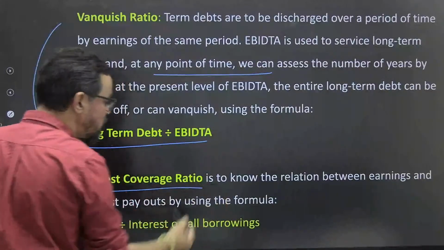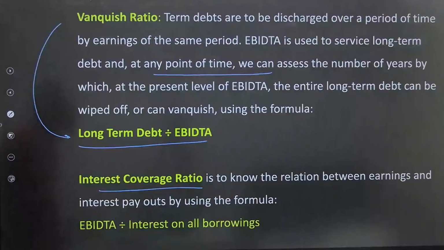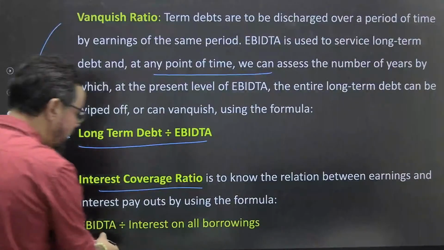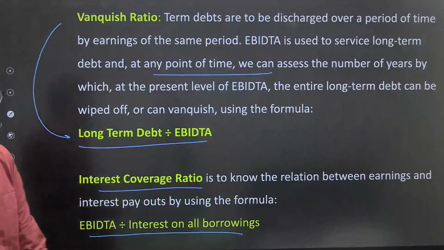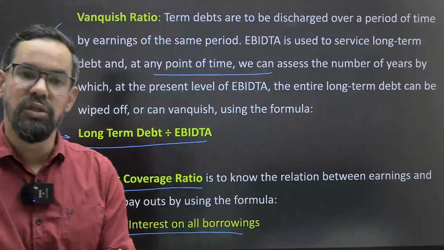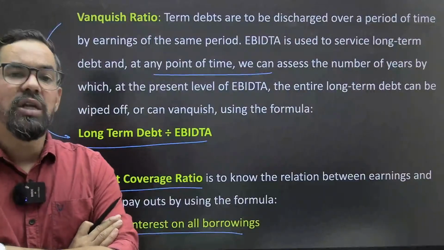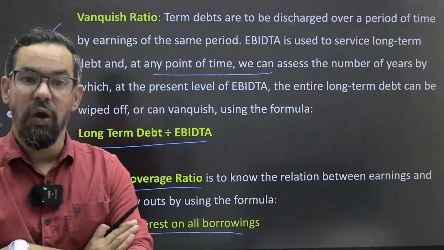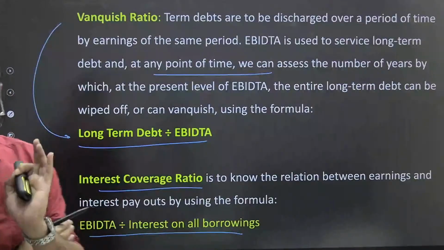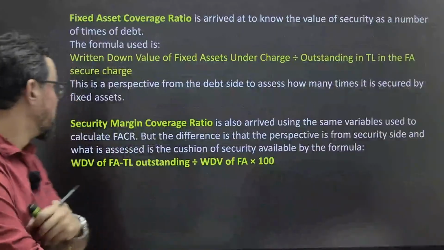Interest coverage ratio is to know the relation between earnings and interest payout, using EBITDA divided by interest on all borrowings. We use this many times. Let's say a company is coming with some new bonds, so we generally check whether this company has the ability to repay that interest or not, and we generally decide that with the help of this one.